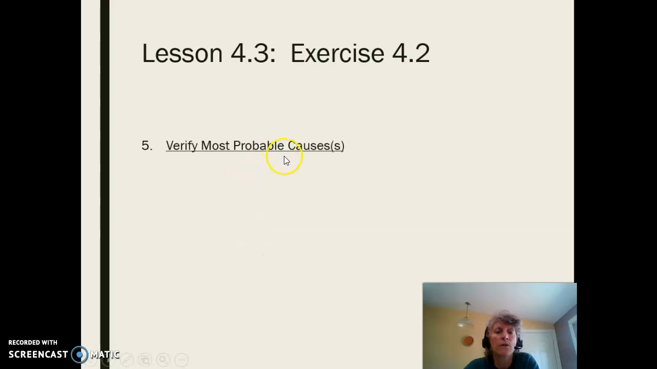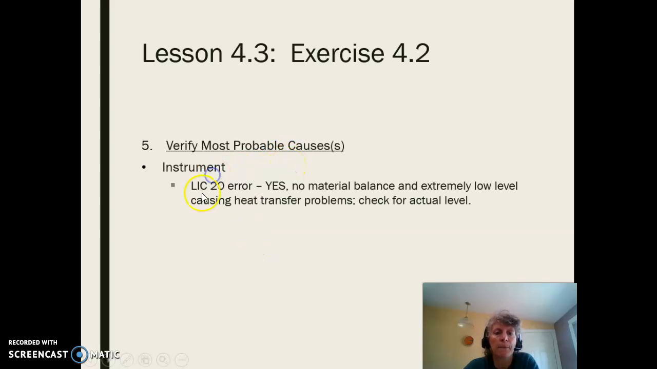So let's kind of rule these out now. So we'll go to the most probable causes. Instrument. LIC 20 error, yes, there's no material balance and an extremely low level causing heat transfer problems, so we really want to check for the level.